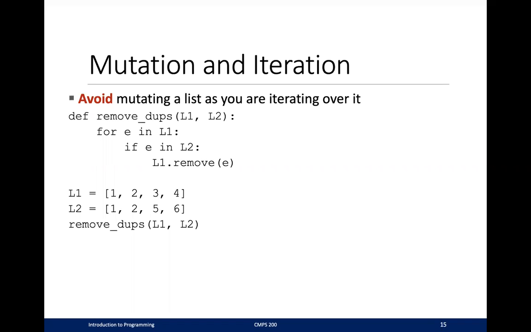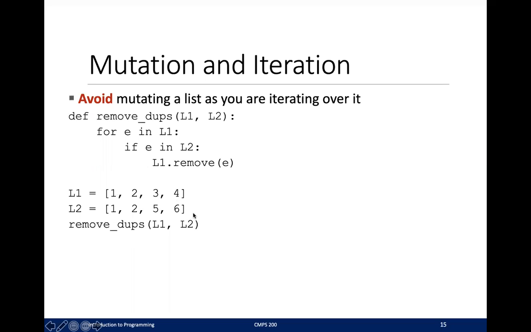Okay, let's look at another exercise that's going to stress this in your heads. Mutation and iteration. We're going to talk about a very simple example. I give you two lists, L1 and L2. What you want to do is remove the intersection. So remove every element that is in L2 from L1. For example, list 1 has 1, 2, 3, 4. List 2 has 1, 2, 5, 6.